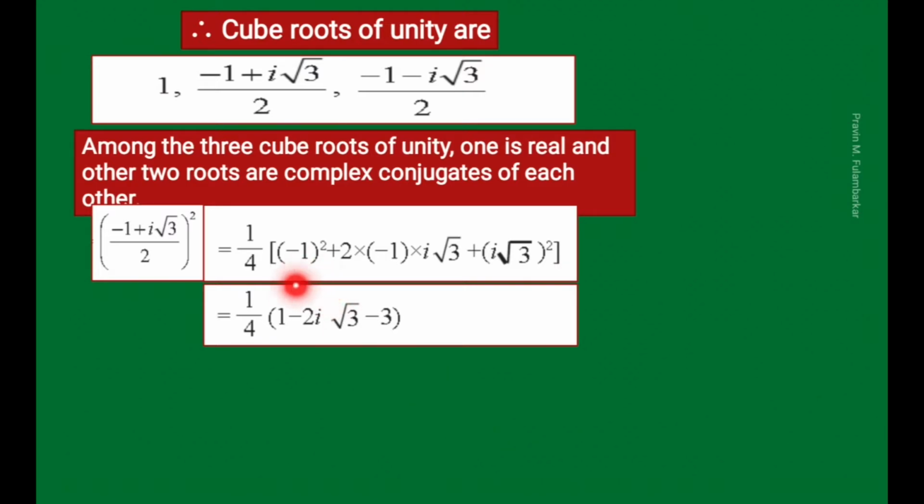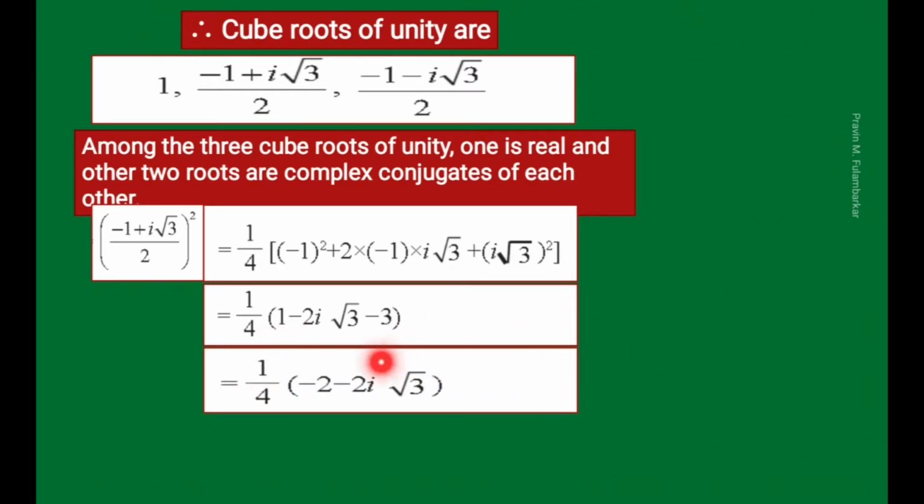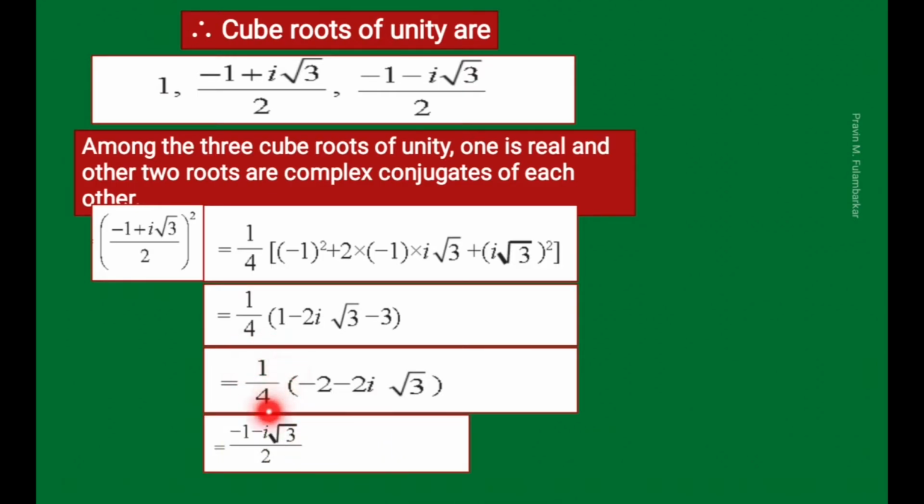So we write here (-1)² as plus 1, this as minus 2i√3, and this squared, so i² we write minus sign, √3 squared is 3. So 1 minus 3 we get minus 2. So minus 2, and this minus 2i√3 as it is. So when we take 2 common, that 2 common gets cancelled with this 4. So we can write 4 as 2 into 2. So we write here minus 1 into i√3 upon 2.